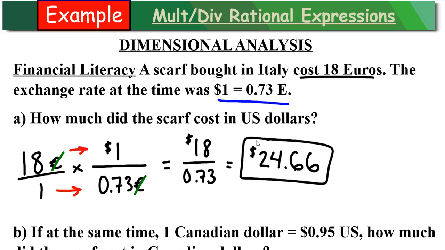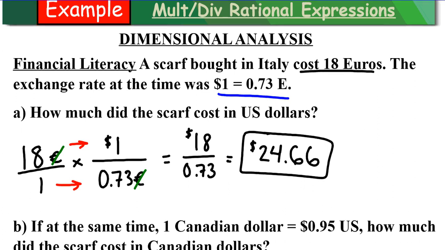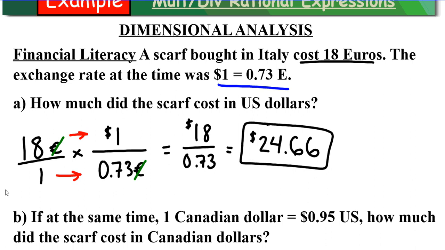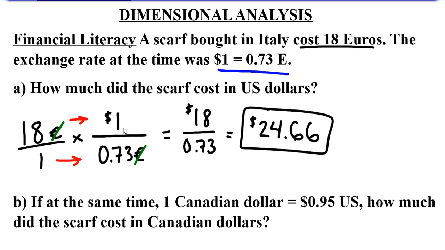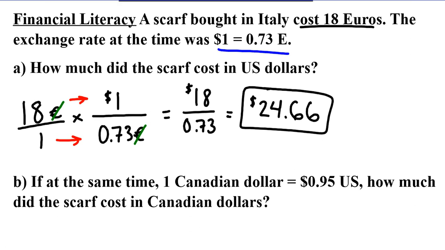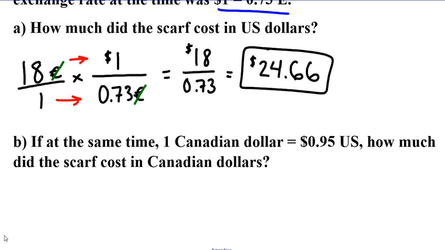That's how you can use conversion rates to convert between one unit and the other using dimensional analysis, just multiplying by a rational expression. Let's do it one more time. Let's say at the same time 1 Canadian dollar is equivalent to 95 US cents. How much did the scarf cost in Canadian dollars? So again, I'm going to start with what I know. I know it's $24.66 American.